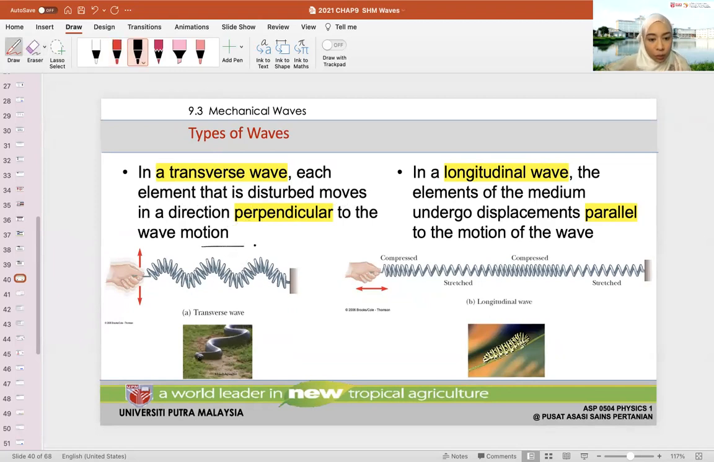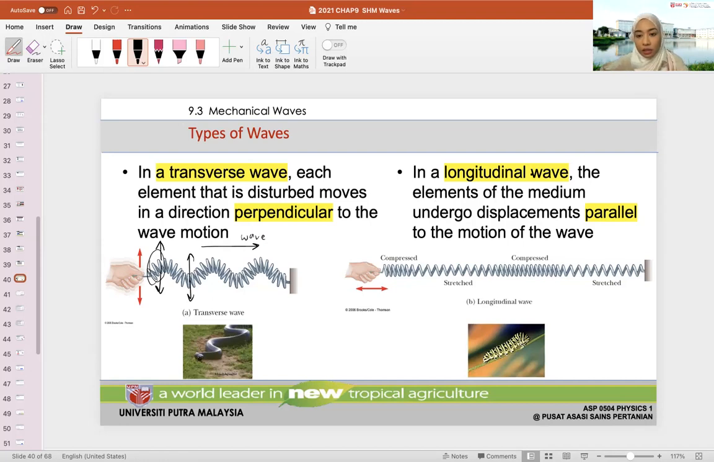The wave is always traveling to the right or to the left, but the particles or the elements that make up the medium go up and down. It goes up and down. So when it goes up and down, while the wave is traveling to the right, this is called transverse. The wave travels to the right, but the motion of the particles is perpendicular.